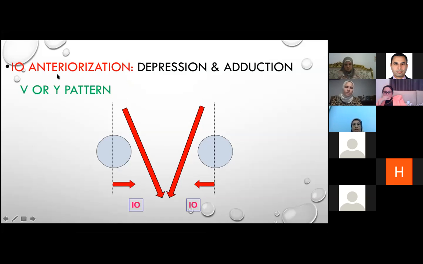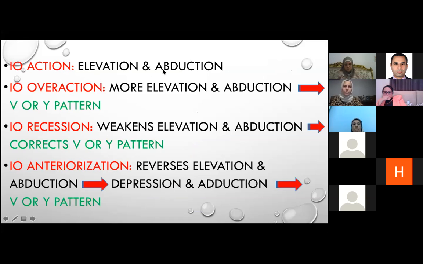So inferior oblique action is elevation and abduction. Overaction causes more elevation and abduction, producing a V or Y pattern. Recession weakens elevation and abduction, correcting a V or Y pattern. Anteriorization reverses the elevation and abduction effects of the inferior oblique, turning it into a depressor and adductor and causing a V or Y pattern.